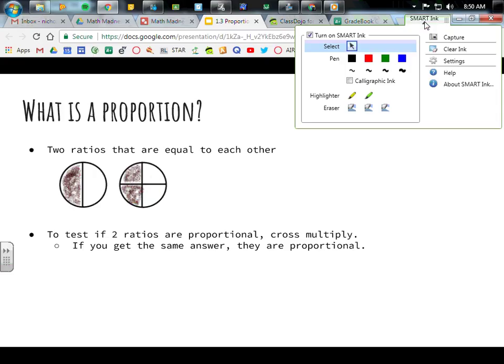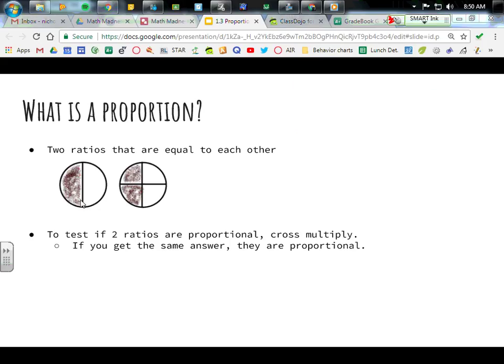So if we were to set up ratios for both of these circles that show us shaded to total slices of the circle, for this circle it would be 1 out of 2. 1 slice is shaded out of 2 total slices. And this one, we've got 2 slices shaded out of 4 total slices. All right, so here's our 2 ratios. How can we tell if they're proportional?